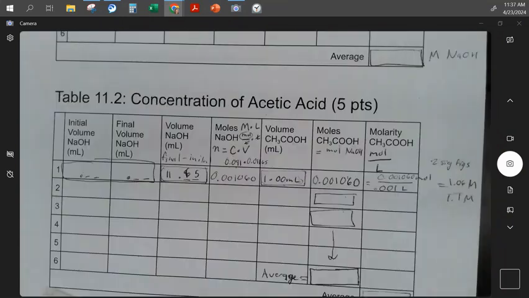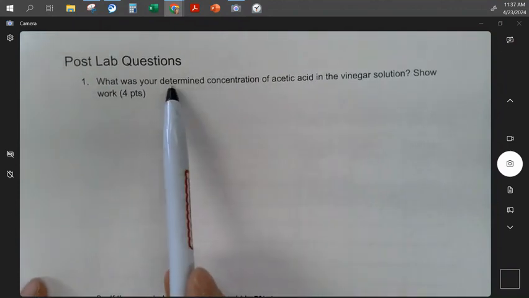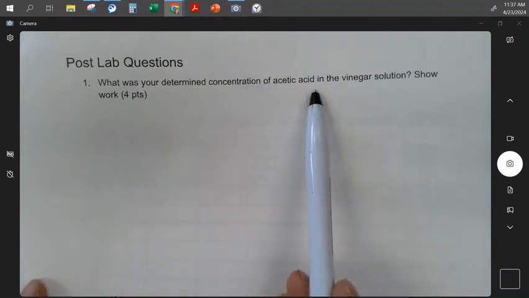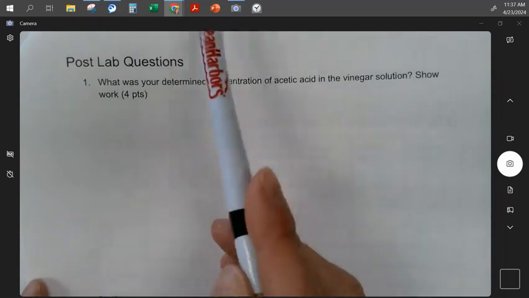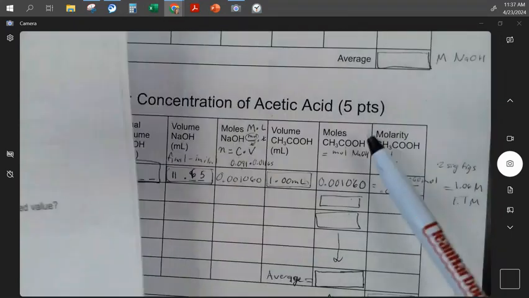So we wrote our procedure, that's 4 points. I'm just looking to see that you did that. I think you all did because you did the lab. And then the post-lab questions, this one is, what was your determined concentration of acetic acid? So basically, walk me through, how did you find this number?